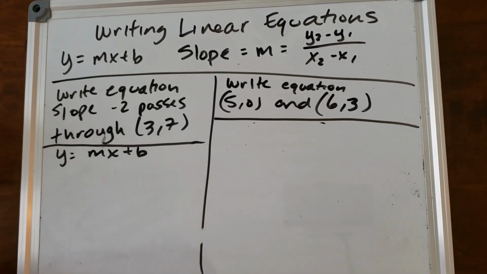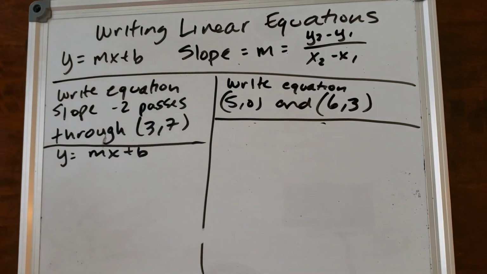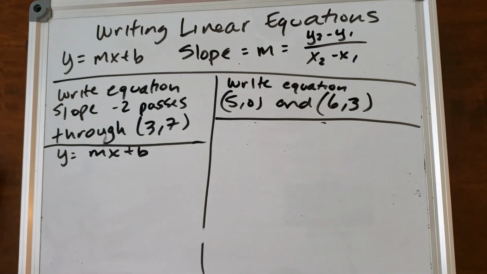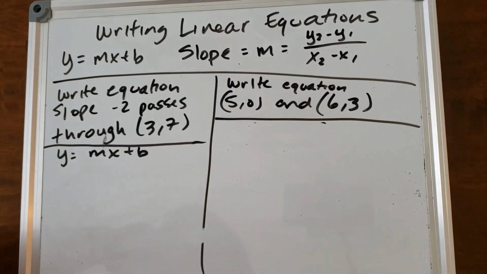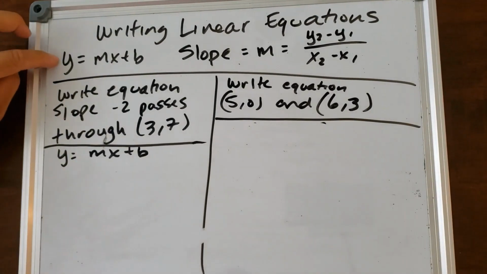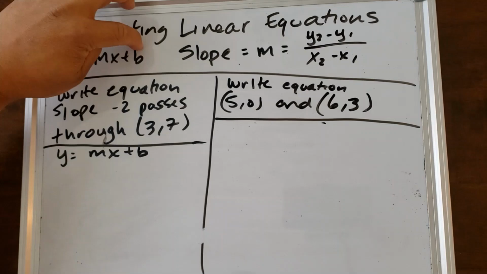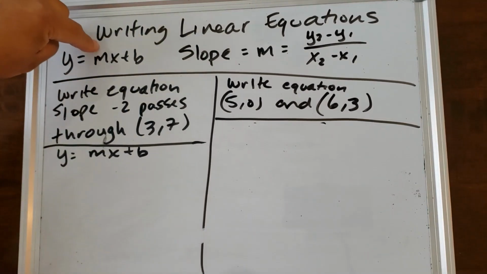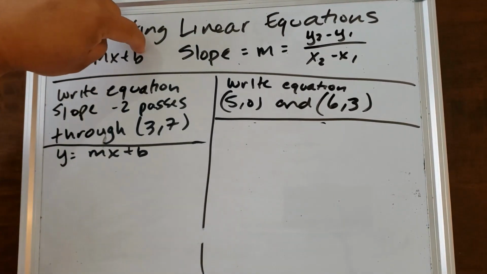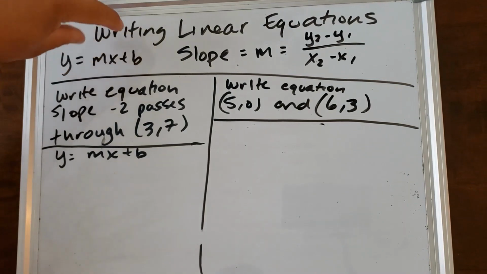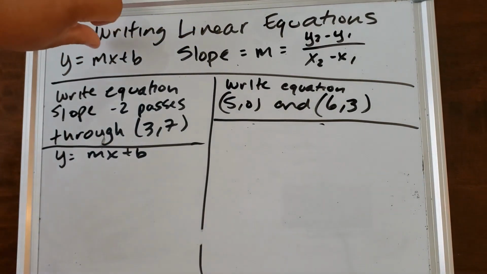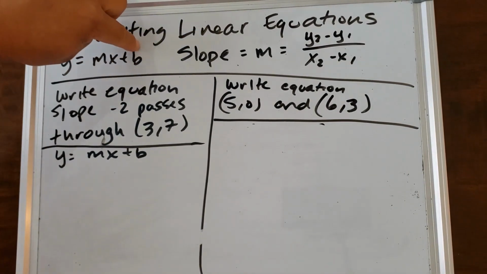Okay, so today we're going to be writing linear equations, so we're going to be writing equations of lines. If you remember, the form of a linear equation is y = mx + b. m represents the slope and b represents your y-intercept. Before we can write any linear equations, we need to know what m and b are, okay?